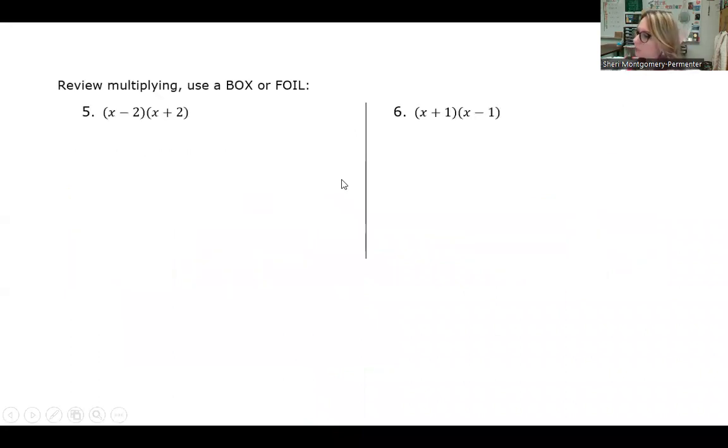All right, we're going to move on. So the next section is a review of multiplying. Those of you that actually did the warm up on your own, you got a review. So we know how to multiply. We can use a box or we can use FOIL. It doesn't really matter, whichever method that you like the best. That's the method that I would use.